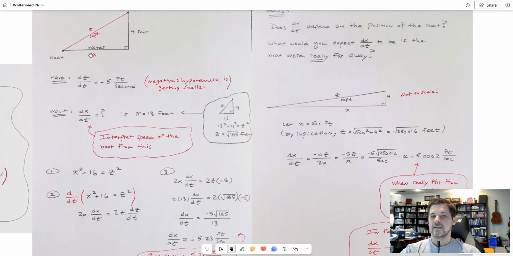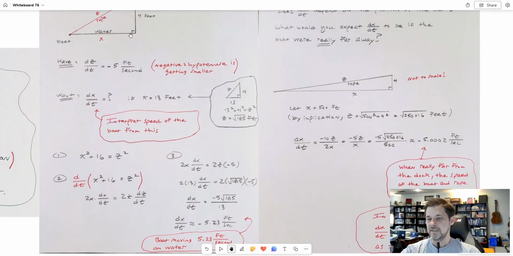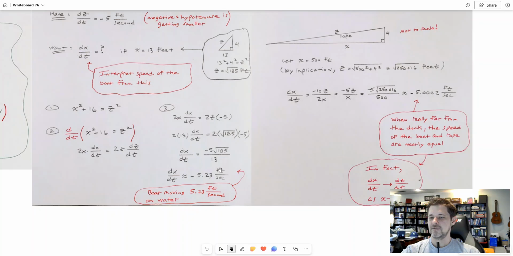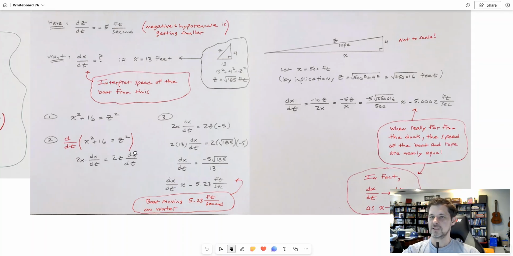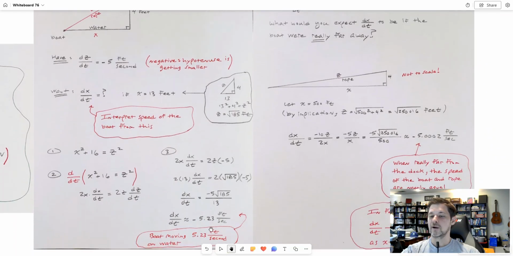Now, I can interpret that as the speed of the boat on the water, but I've got to lose the negative. The base of that triangle might be getting smaller by 5.23 feet every second, but the boat moving on the water through space is just moving 5.23 feet per second. So that's why the answer is positive, whereas from my work, I get a negative number. But I know I can interpret it correctly from there.